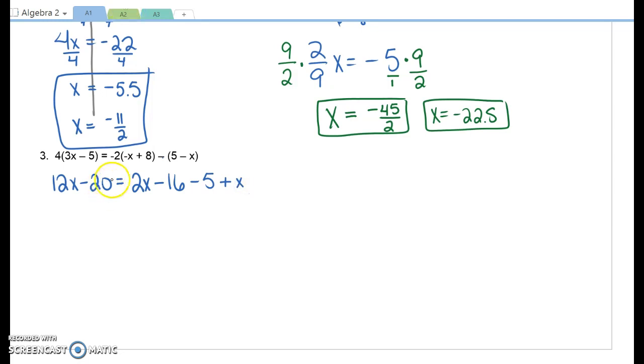Now, before we start actually solving, it's a good idea to combine your like terms. So I've got 12x minus 20 equals 3x minus 21. Take a moment and finish solving that. If you're watching the video, you should pause the video right now and actually work this out and then play the video. Just saying.